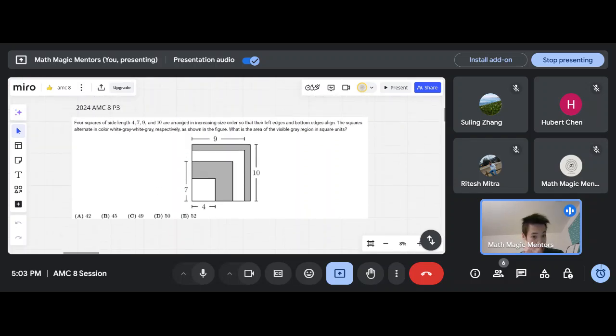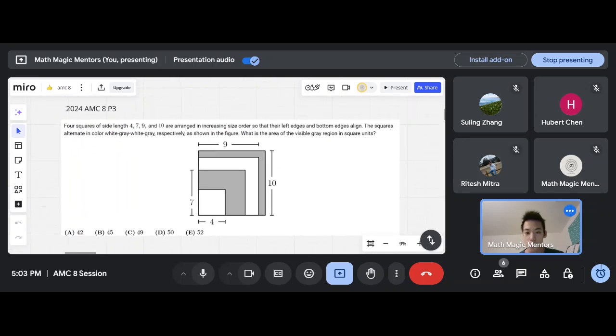Okay, so I'm going to read this problem, and you guys should definitely think about it before I walk through it, of course. So 2024 AMC8 problem 3. We're starting with a problem on the easier side, and it reads: four squares with side lengths 4, 7, 9, and 10 are arranged in increasing size order so that their left edges and bottom edges align. The squares alternate in color white, gray, respectively, as shown in the figure. What is the area of the visible gray region in square units?